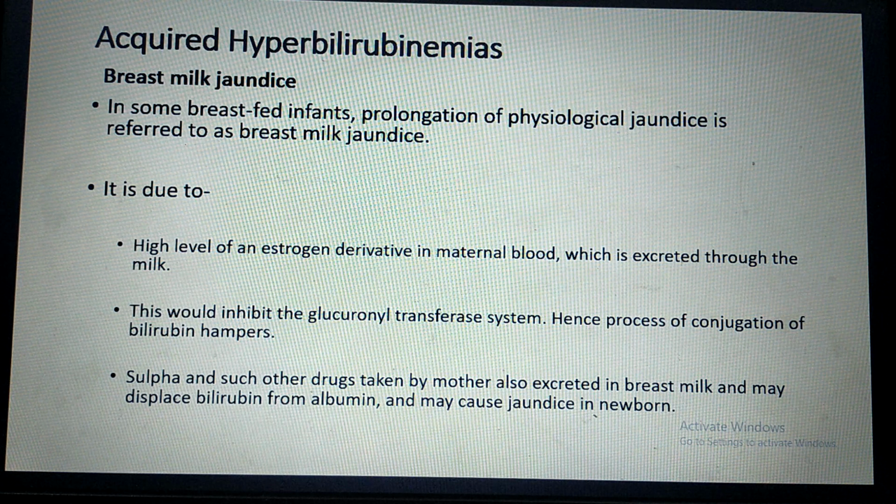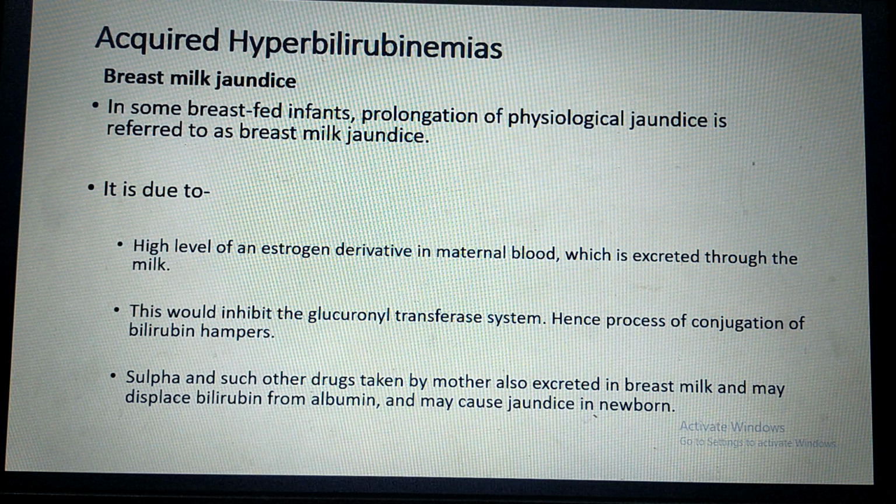Second reason is if the mother is taking some drugs like sulfa drugs, these drugs also get excreted into the mother's milk. Through the milk they enter into the fetal body, and when they enter, they displace the unconjugated bilirubin from albumin. In the last lecture I told you, when unconjugated bilirubin is transported from spleen to liver, it binds with albumin. So albumin is a transporter here.